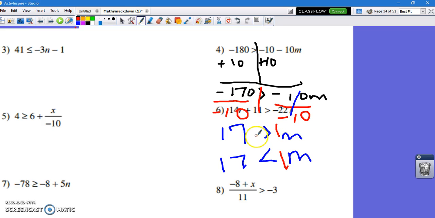It's a hard concept to understand, and some of the problems that we do, it's easier to see than this one right here. That's all right. But we still have to graph this one though.